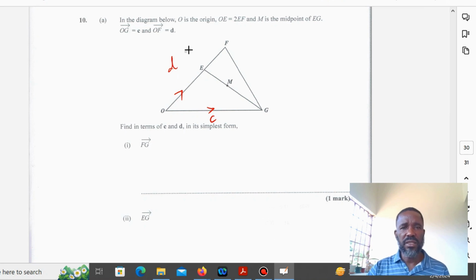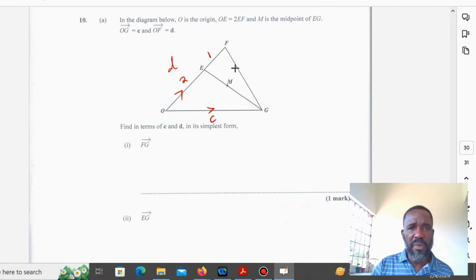In addition to that, they tell you that O to E is equal to 2EF. So therefore, O to E is equal to 2 parts, and E to F is equal to 1 part. So in total, O to F is also divided into 3 parts. And then M is the midpoint of EG. Now we want to find, in terms of C and D in its simplest form, F to G.